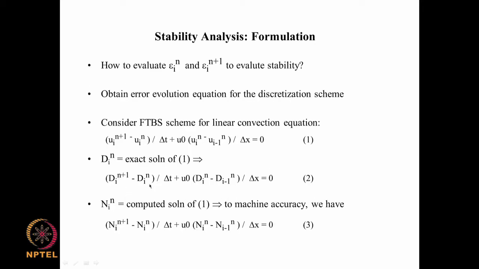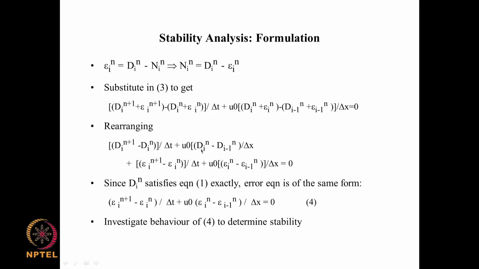Okay. So, d I n plus 1 minus d I n by delta t plus u naught times d I n minus d I minus 1 by delta x is exactly equal to 0. So, we substitute that here and we get an equation for error. As we have already said, error is building up, and error at n plus 1 is now related to the error at the previous time step at the same location and the neighboring spatial locations as per this particular formula. Okay. So, this equation here gives us the error evolution equation, how error builds up.